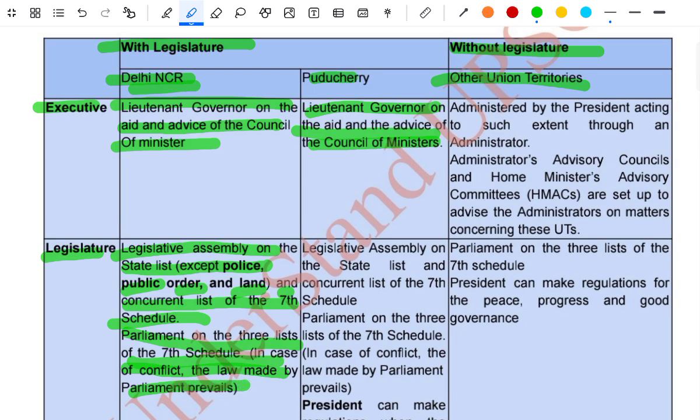Puducherry legislature. The Legislative Assembly legislates on the state list and the concurrent list of the 7th schedule. The Parliament legislates on all three lists of the 7th schedule. In case of conflict, the law made by the Parliament prevails.